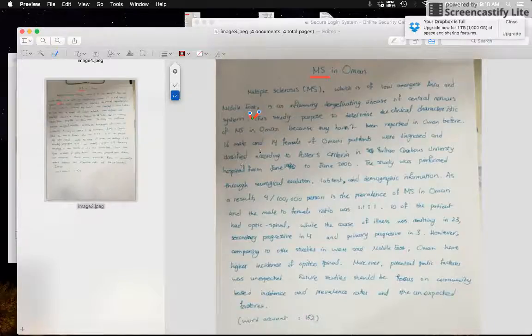Okay, 16 male, 14 female, diagnosed. Okay, with Poser's criteria, Sultan Qaboos University. Okay, good. I think you've done a good job here paraphrasing the methods and material. Good job. The study was performed through neurological examination or evaluation, the latest demographic. Okay, again, you're talking about the ratio here. It's not important. The patients, good.